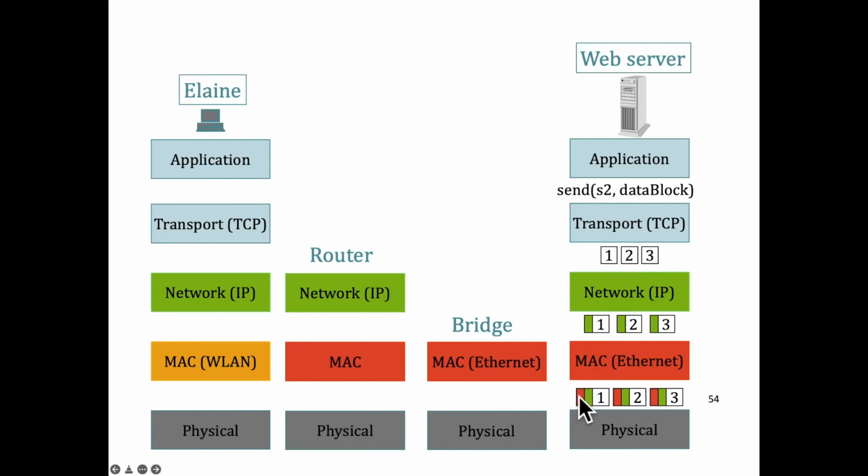Then we will hand it to the MAC layer. The MAC layer adds a MAC header to this packet and creates what we call a MAC frame. This MAC header contains the source and destination MAC addresses. I will ask you now a question. What is the destination MAC address at this point? What MAC address do we use as a destination?